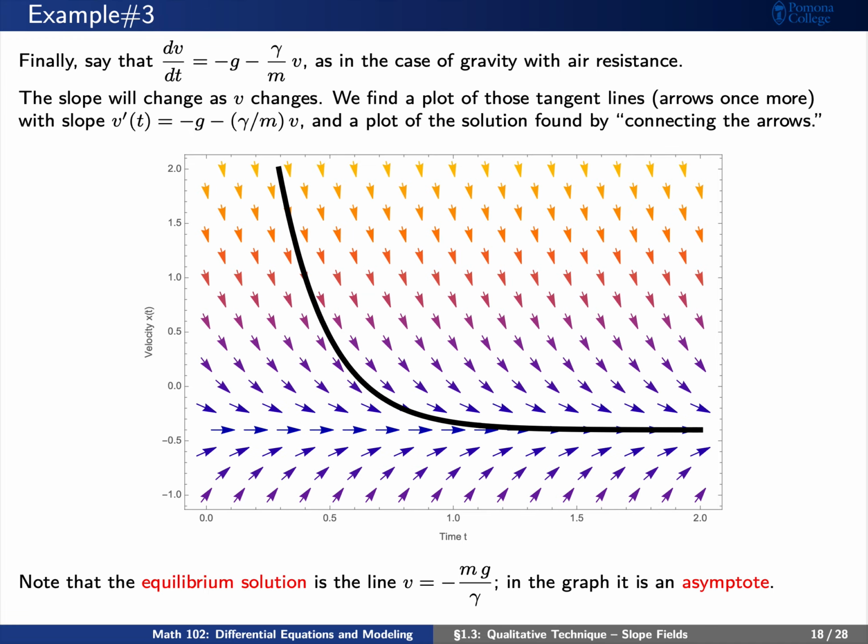Note, we can actually see something else from this slope field, the equilibrium solution. That is, this is the solution where the derivative of the solution is zero. It's just the same thing as saying take the right-hand side and set it equal to zero. The equilibrium solution is the constant line v equals negative mg over gamma. We can actually see this directly from the graph because it's the asymptote. It's the one where the arrows all are flat with slope zero.